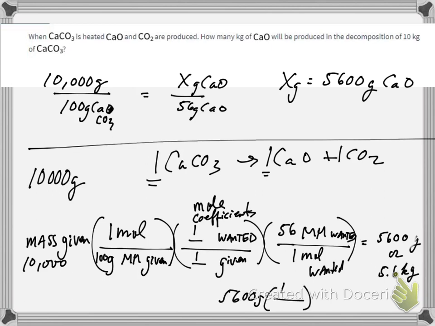And remember, we could divide here by 1 kilogram is 1,000 grams, and that's where we get the 5.6 kilograms. Okay, so two different ways to do it, and each one of the problems in this video, we'll do them each way. I would suggest trying both, find out which way works best for you.